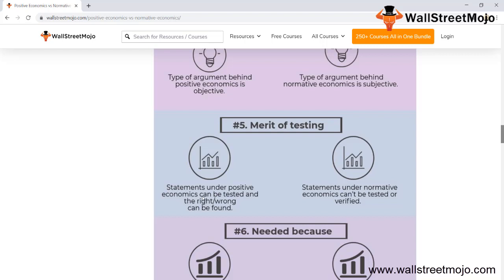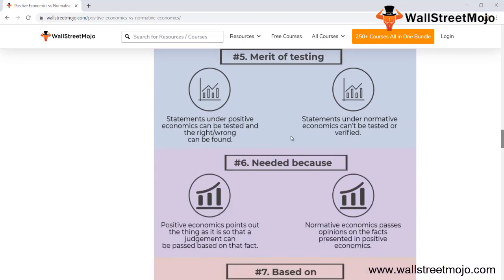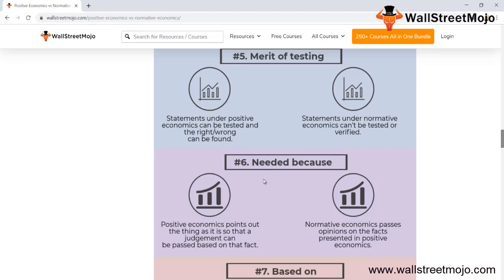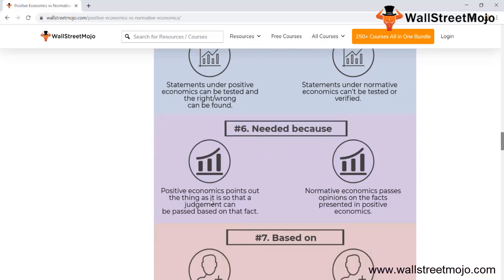Statements under positive economics can be tested, and you can find things to be right or wrong. Statements under normative economics cannot be tested or verified. We know it now. Why, or rather when, is it needed? Positive economics points out things as they are, so that judgment can be passed based on the facts. Judgment comes from the facts.